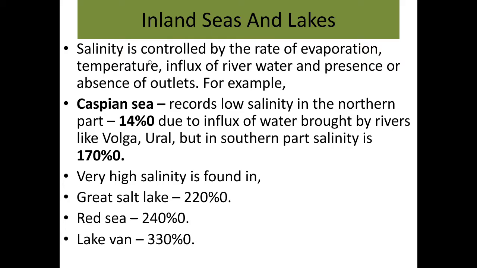salinity variation. Salinity is controlled by the rate of evaporation, temperature, influx of river water, and presence or absence of outlets. For example, the Caspian Sea records low salinity in the northern part, which is 14 per thousand, due to the influx of water brought by rivers like Volga and Ural, but in the southern part salinity increases to 170 per thousand, whereas very high salinity is found in Great Salt Lake in the USA, which is 220 per thousand.